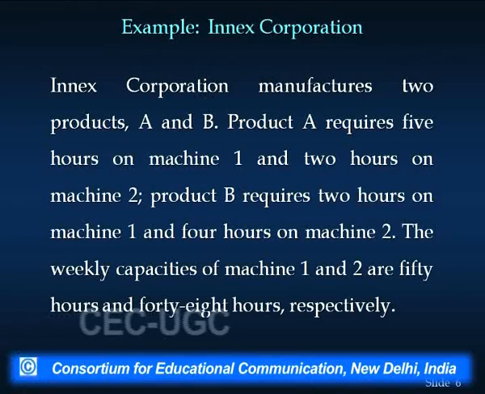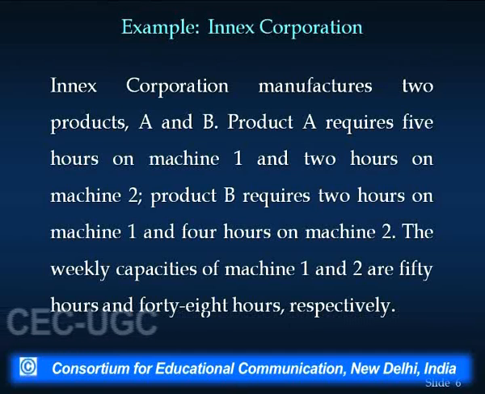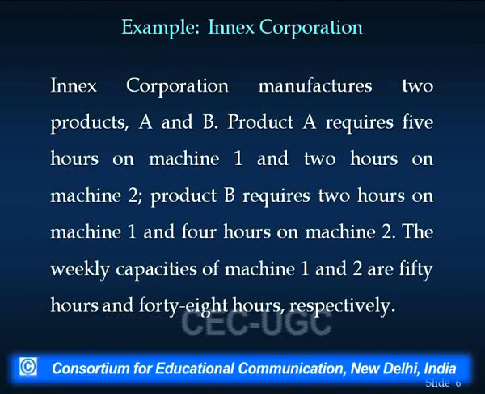The problem statement is, Inex Corporation manufactures 2 products, A and B. Product A requires 5 hours on machine 1 and 2 hours on machine 2. Product B requires 2 hours on machine 1 and 4 hours on machine 2. The weekly capacities of machine 1 and machine 2 are 50 hours and 48 hours respectively. This is our simple linear programming problem.